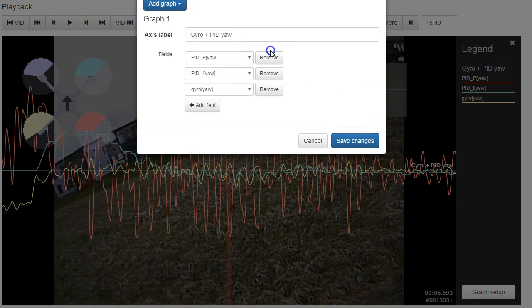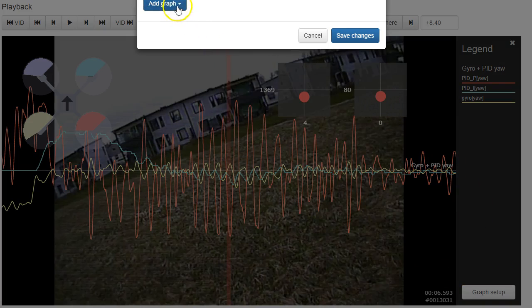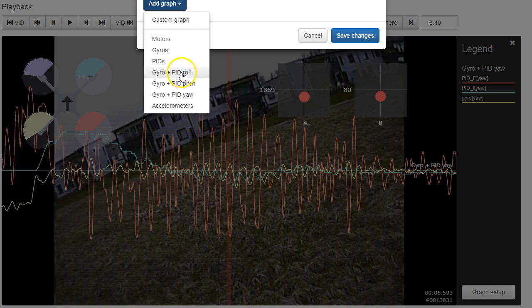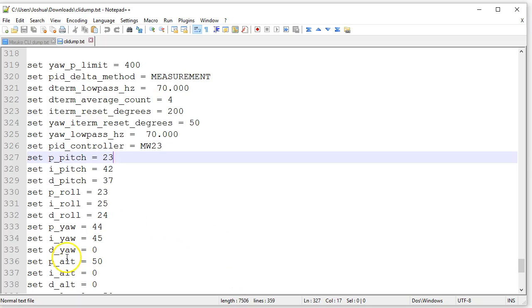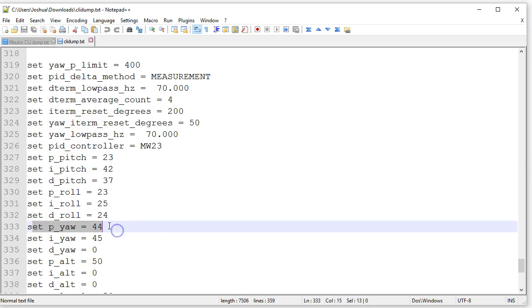Let's take a look at your pitch and your roll. But the first thing to do is lower your yaw P gain, and your yaw P gain is at 4.4. That's not that high.